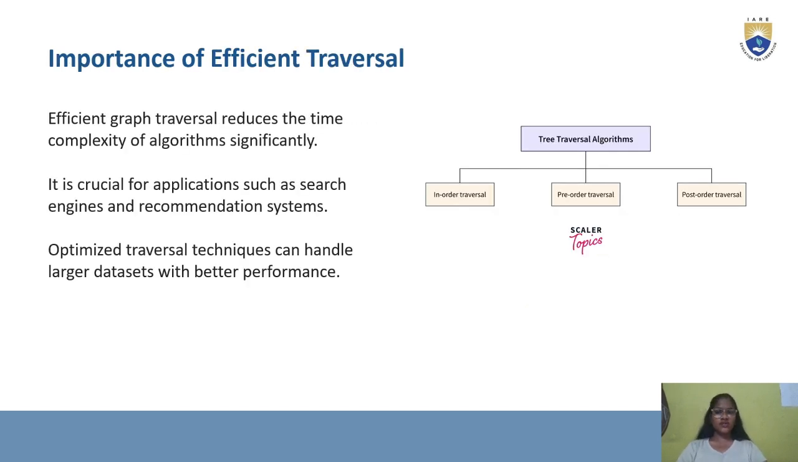Importance of efficient traversal. Efficient graph traversal reduces the time complexity of algorithm significantly. It is crucial for applications such as search engines and recommendation systems. Optimized traversal techniques can handle larger data sets with better performance. Now, here, as we see in this picture, tree traversal algorithm contains in-order traversal, pre-order traversal, and a post-order traversal.